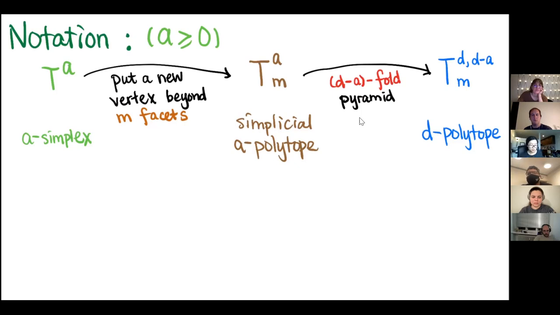And then you just do the pyramid operation d minus 8 number of times. Or in other words, you're coning over it d minus 8 number of times. That will increase the dimension by d minus 8. So you will end up with a d-dimensional polytope, and after coning that many times, you're probably not going to get a simplicial or simple one.